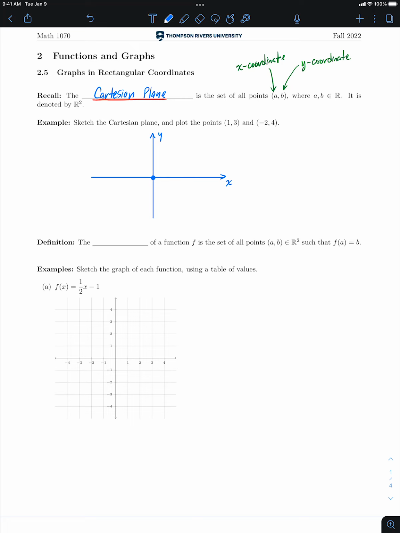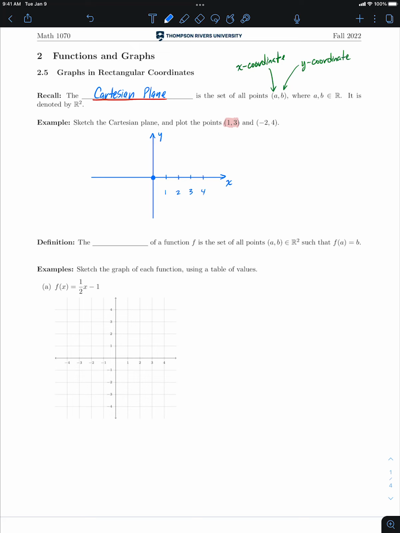Okay, enough blabbing. We're asked to do something. We're asked to plot 2 points. The first point is the point (1, 3), and the second point is the point (-2, 4). So let's start with the first one, (1, 3). Let's start by labeling some values on the x-axis. Let's call this 1. I could label this 2, 3, 4.